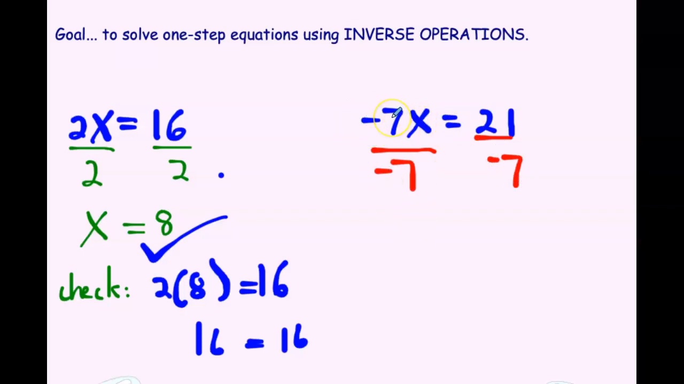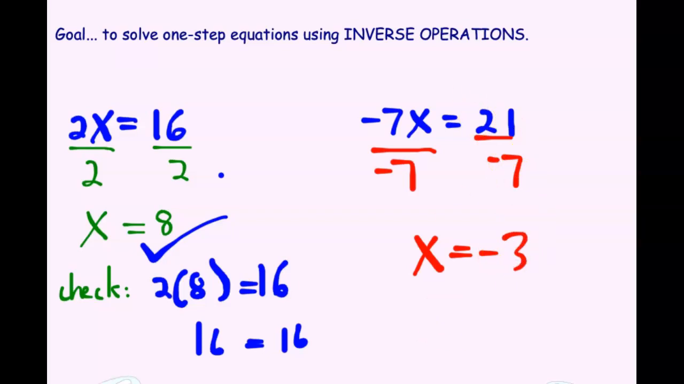So negative 7 divided by negative 7 is 1. So x equals, since that's positive and that's negative, we know the rule in integers: when you divide or multiply numbers with different signs, it will be negative. So negative divided by positive, or positive divided by negative, you're going to get a negative answer. 21 divided by 7 gives you 3.